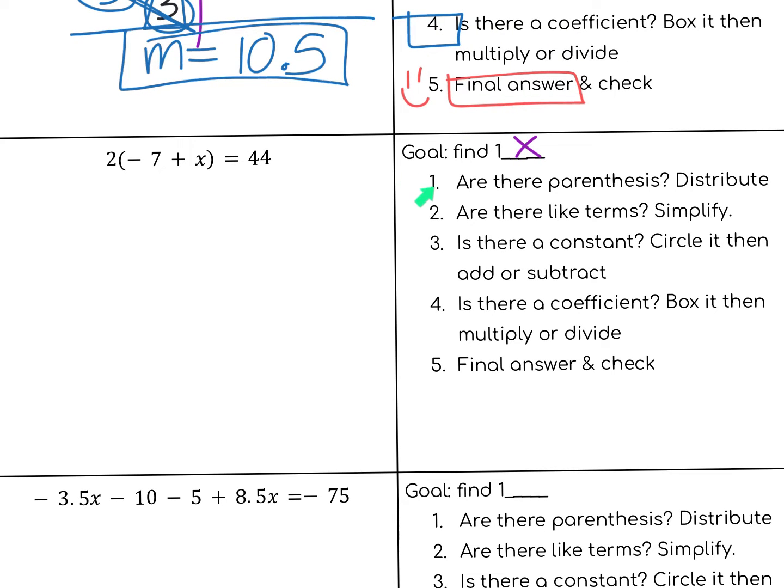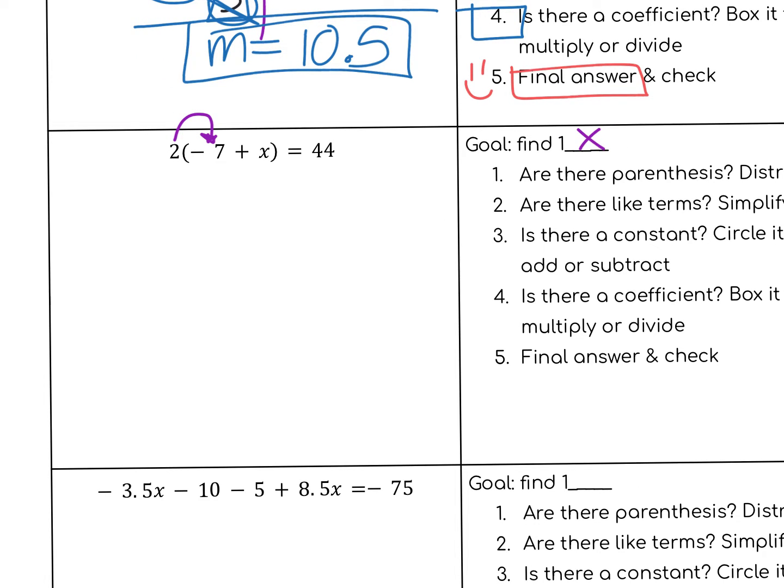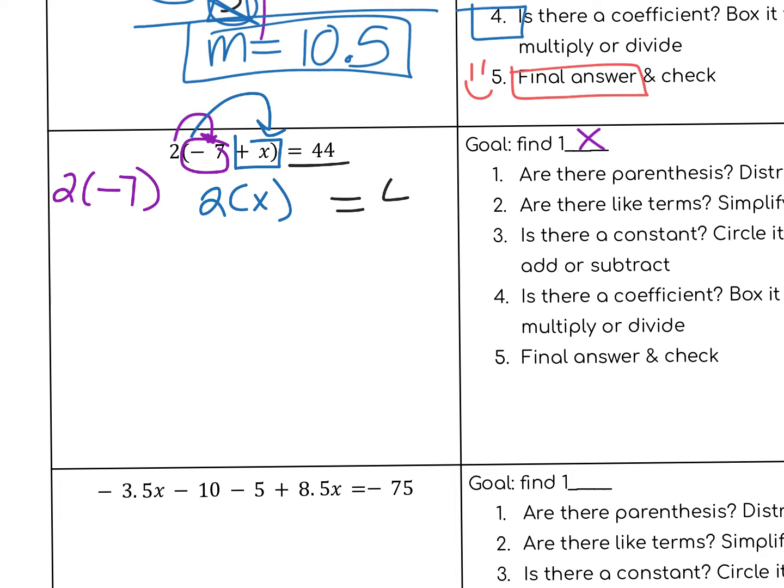My first question says, are there parentheses? If so, distribute. Yes, I see parentheses. That means I need to distribute. Remember, that's where we take the number on the outside times each thing on the inside. So I'm going to take 2 times negative 7. Then I'm going to do 2 times x. And I'm still going to include this equals 44. I can't forget it. I can't leave it out.